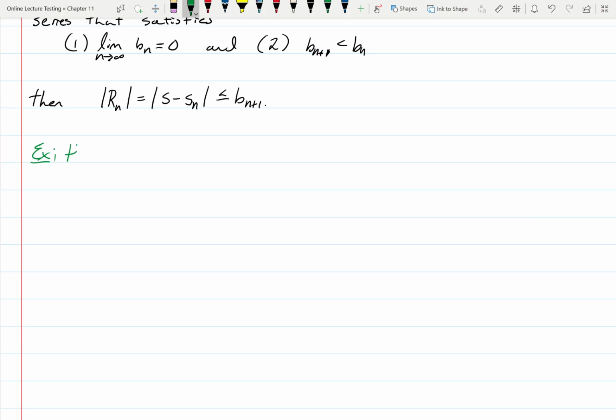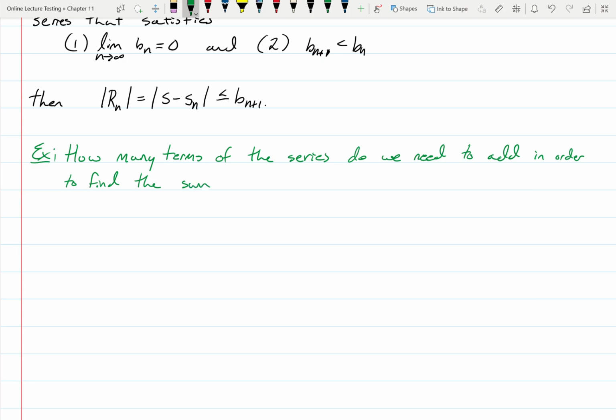All right. How many terms of the series do we need to add in order to find the sum of the series to an error, or absolute value of the error, of less than 0.00005? Okay? And to help with this calculation, 1 over 20,000. All right, so this is a very small error.